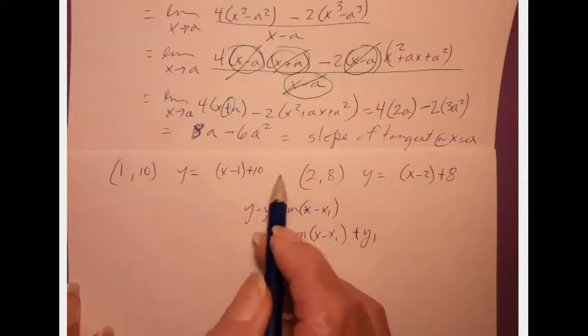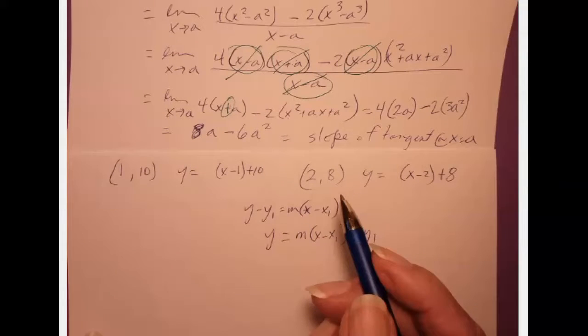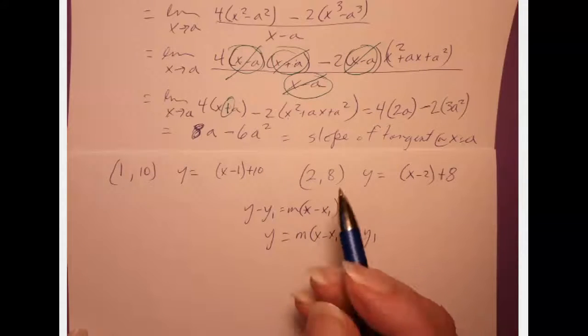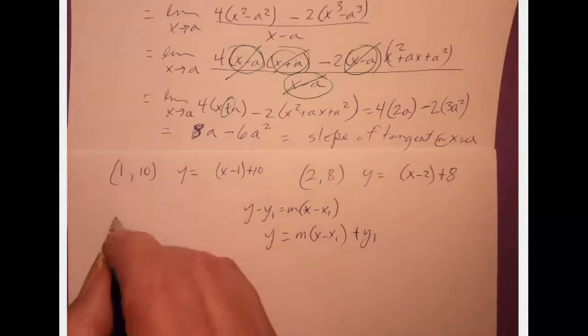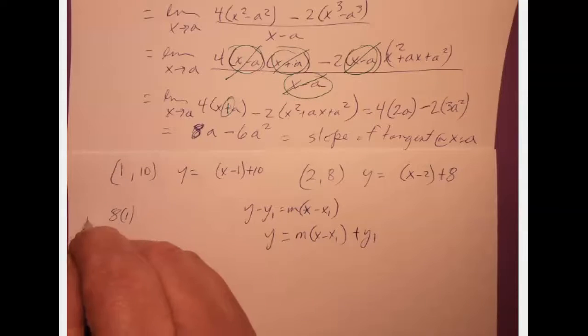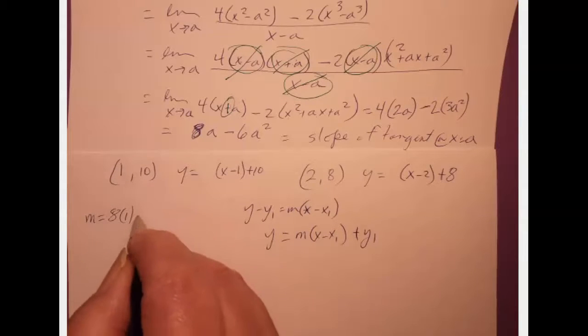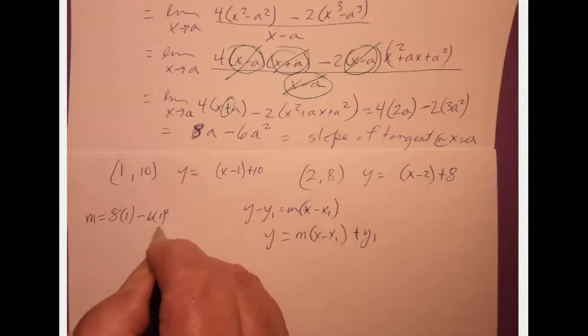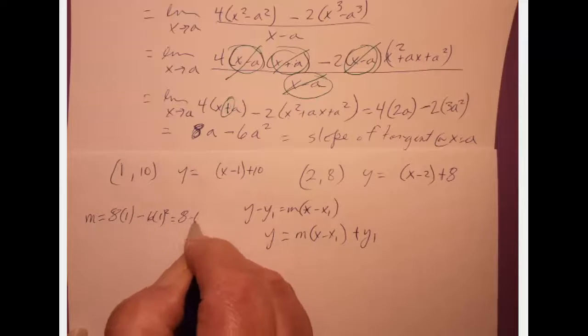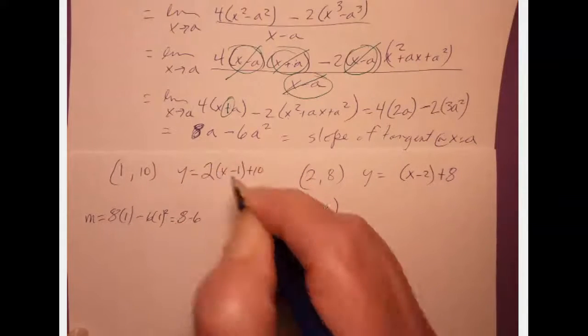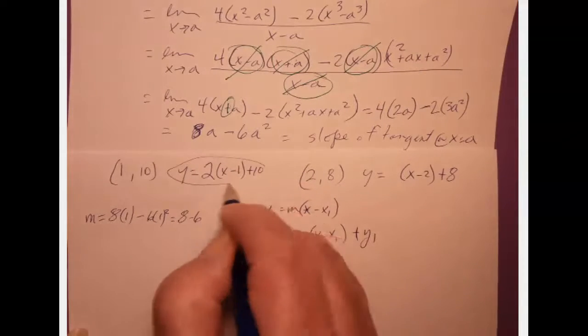I don't need you to simplify this. You can if you want to. If it says to, you'll need to. So I want to find the slope here, and the slope is 8 times 1, this is my slope for this first line, minus 6 times 1 squared, which is just 8 minus 6, which is 2. So this is the equation for the first line.